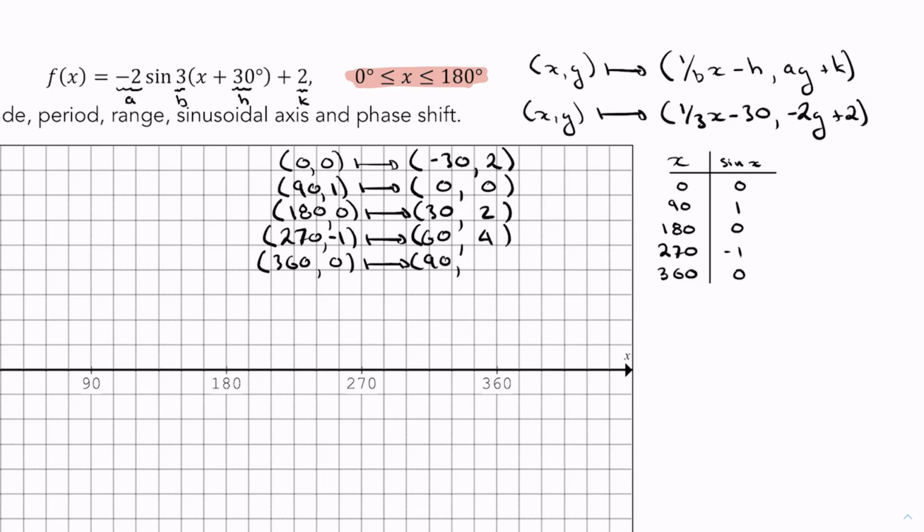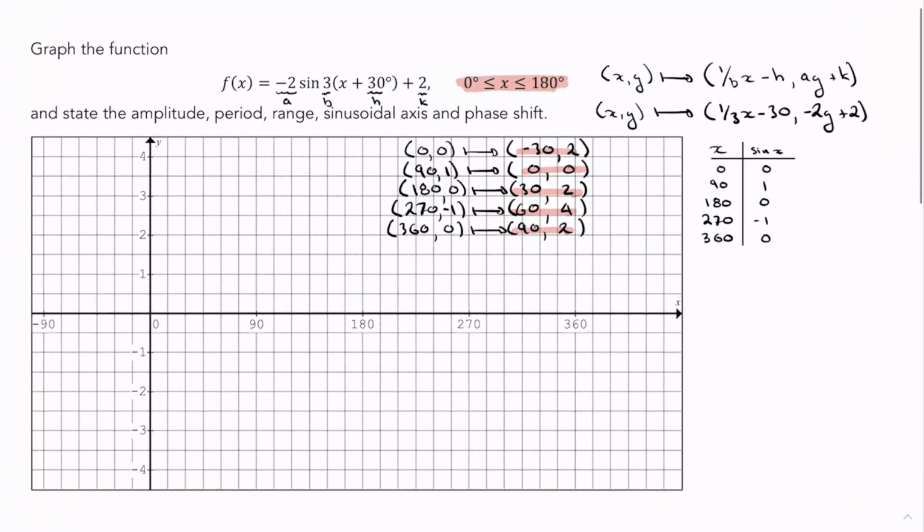I think at this point you can kind of see the pattern here. They're all going up by 30. And we're going to finish off at 0, which will get mapped to the value of 2. Okay, so here are our points: -30 and 2, 0 and 0, 30 and -2, 60 and 4, 90 and 2. Let's graph these.